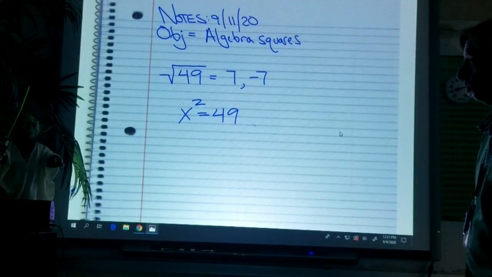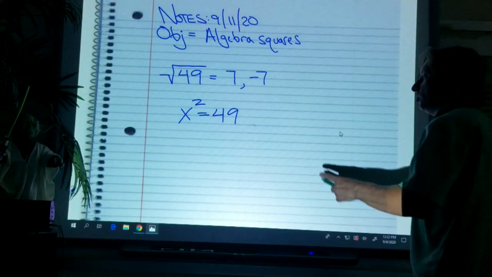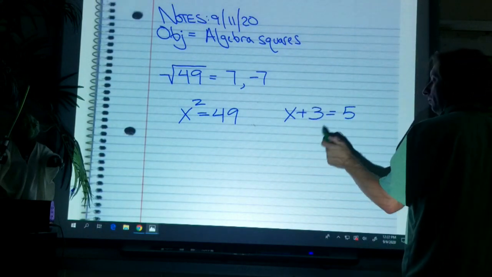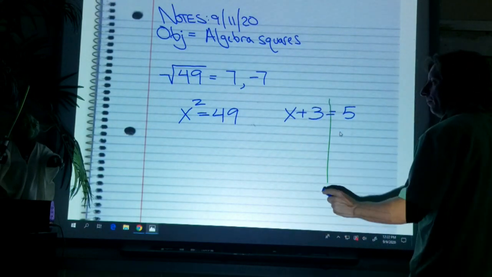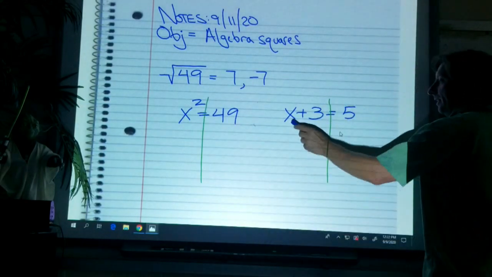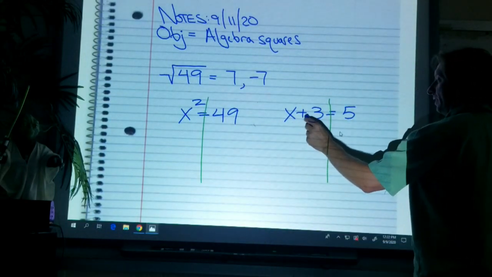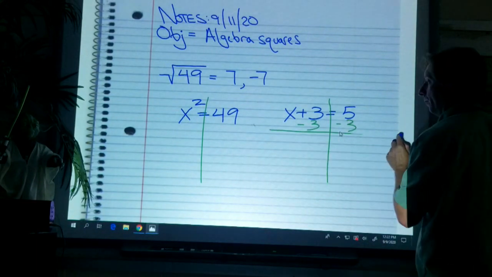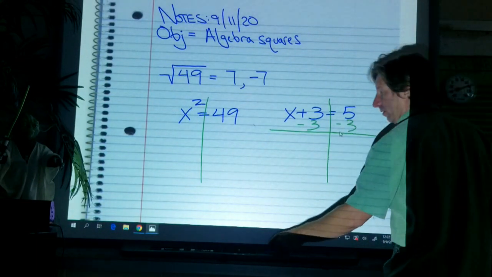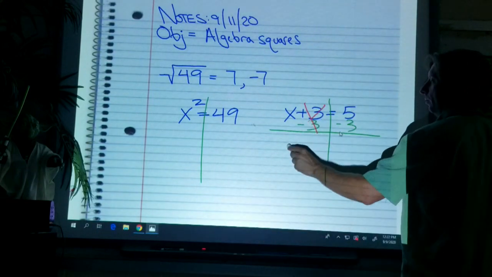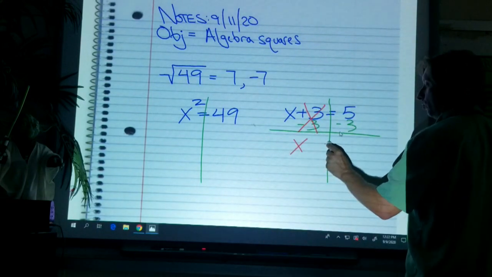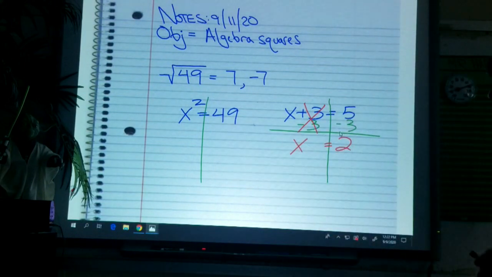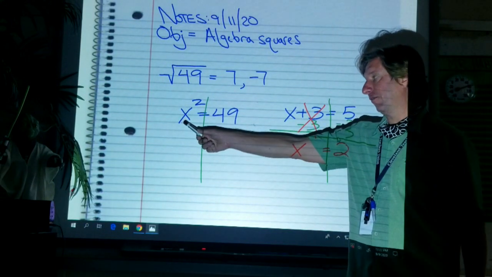Now, we already know how to do algebra equations. If I had x plus 3 equals 5, I would draw my line. I'd get the x by itself by doing the inverse operation, or the opposite. Do it to one side, I have to do it to the other. These cancel out and become nothing, and I get x equals 2. I'm going to do the same thing over here. My goal is to get the variable by itself, the x.